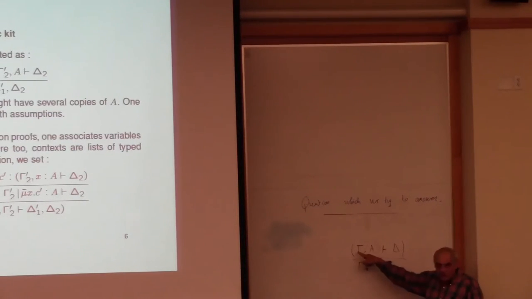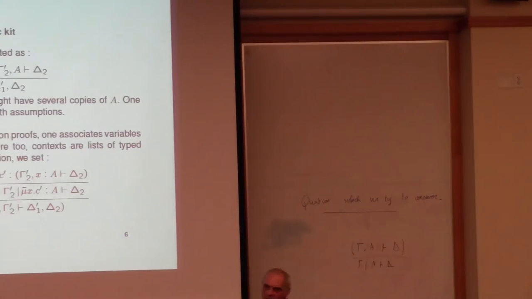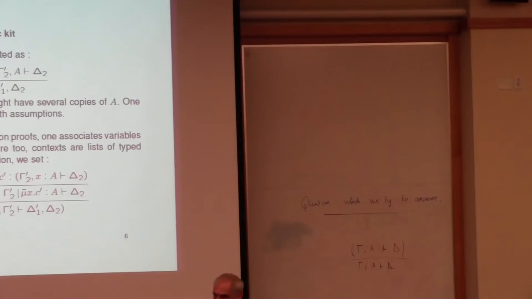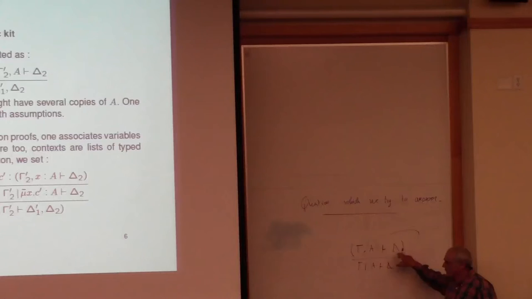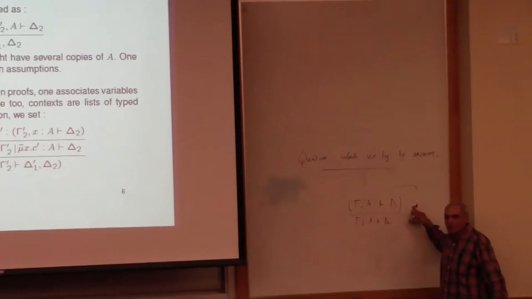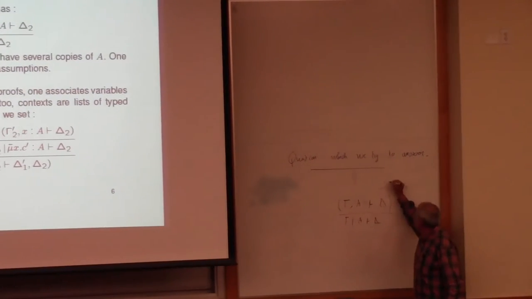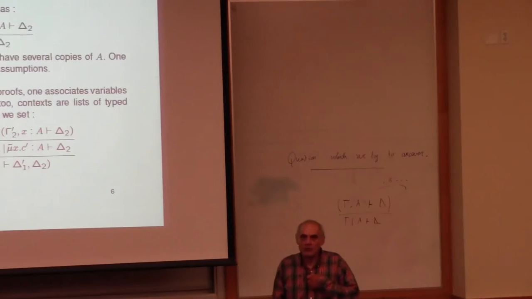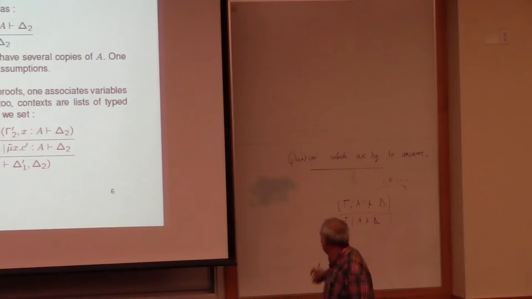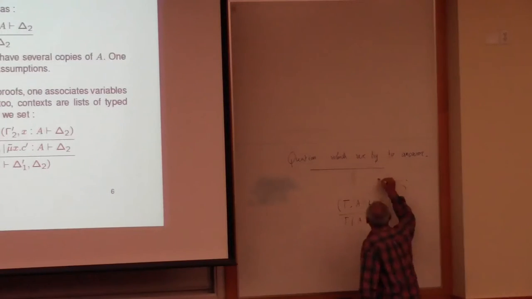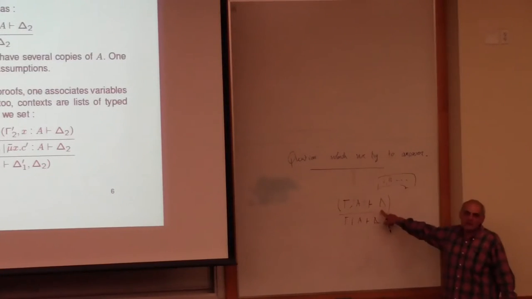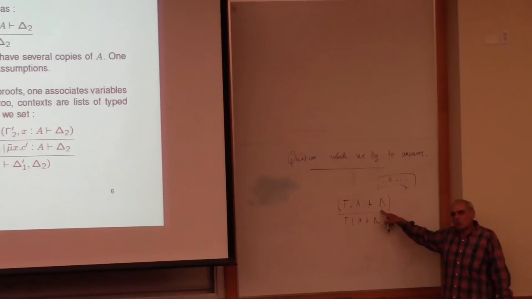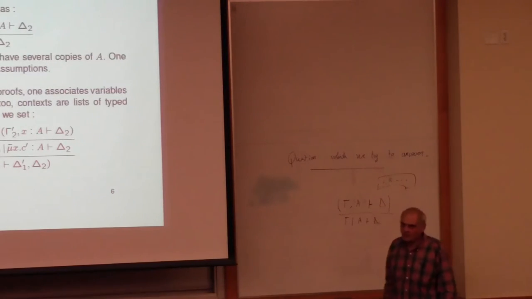So the assumptions are going to be named by variables x, y, which we will call variables, just like for lambda calculus. And for the conclusions, the formulas will be named by letters alpha, beta, etc. For those of you who know about the lambda mu calculus, this notation is taken from there. And they will stand for what are called continuation variables.